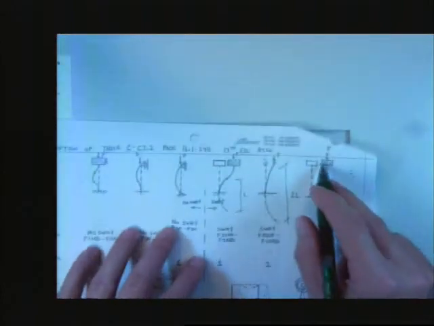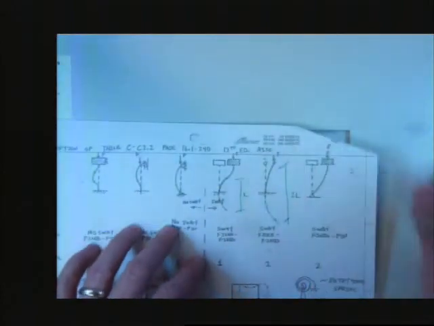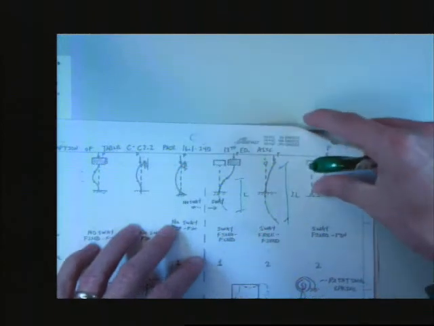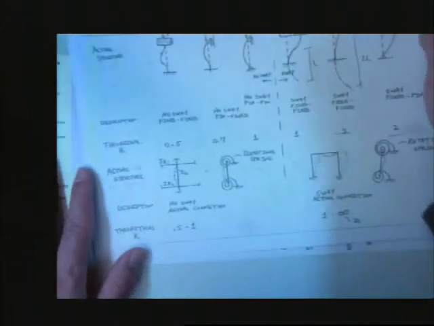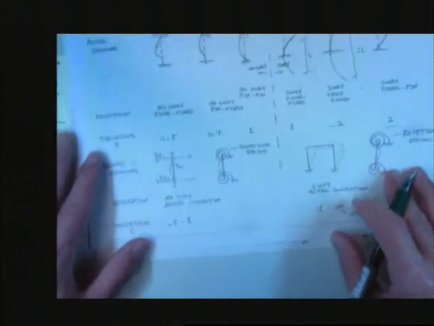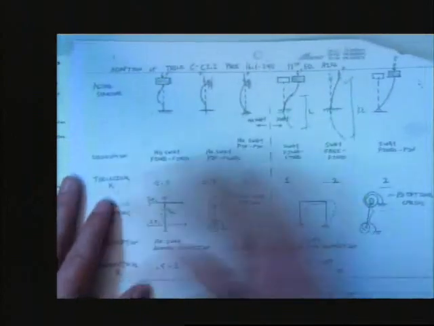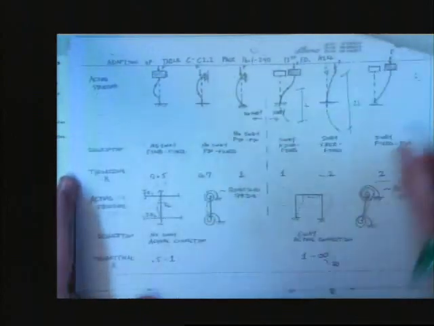And I don't have the room to do it up here, but we can imagine that this would also be a 2L. So the K is 2, the K is 2. This is review. This is easy. You should know this. You should have seen this.